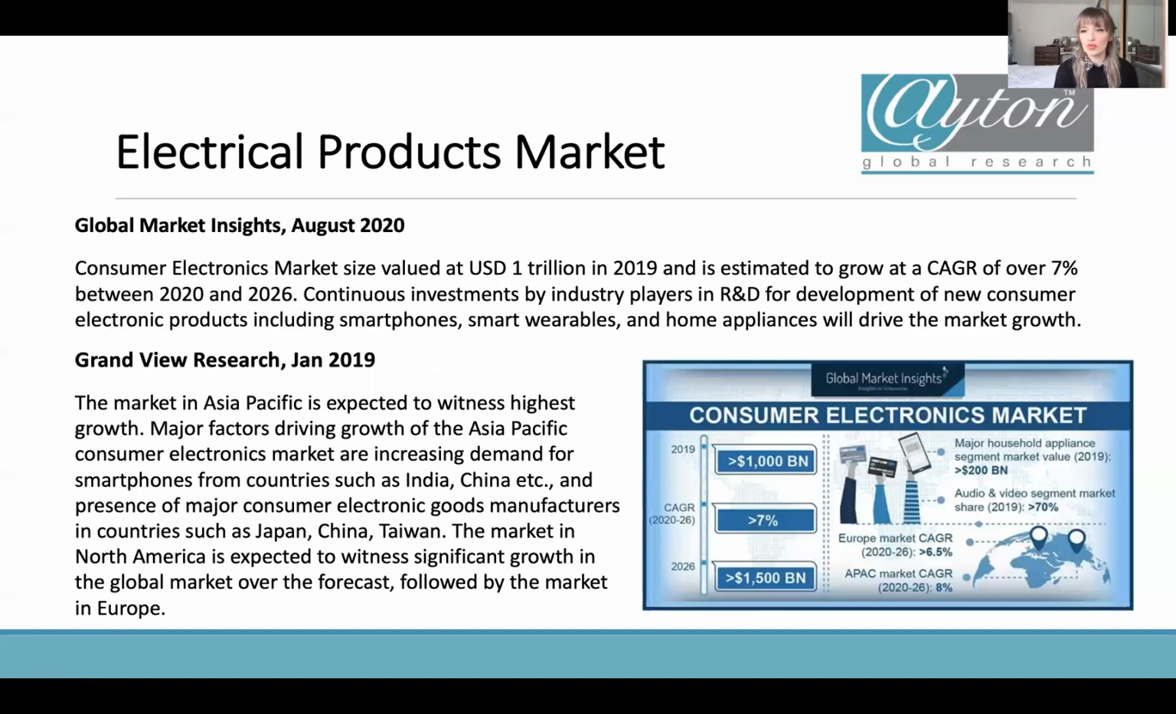Just to give an overview and to start thinking about consumer electronics and what kind of products we're talking about, I wanted to look at the products market, and see some excerpts from news articles and market research to give you an idea of what this industry is like.